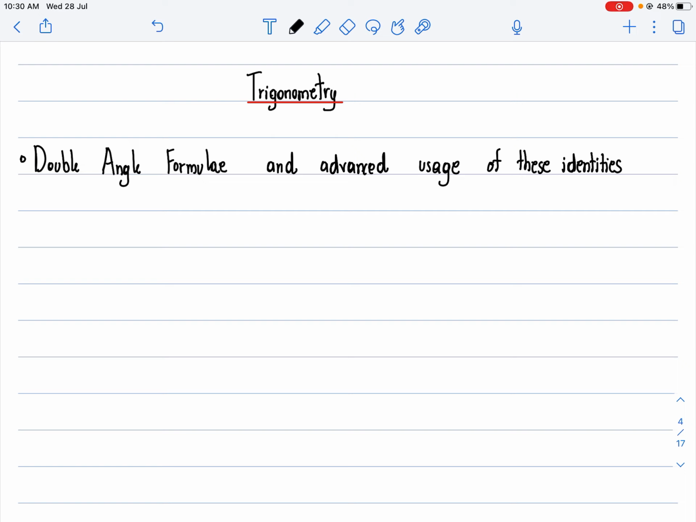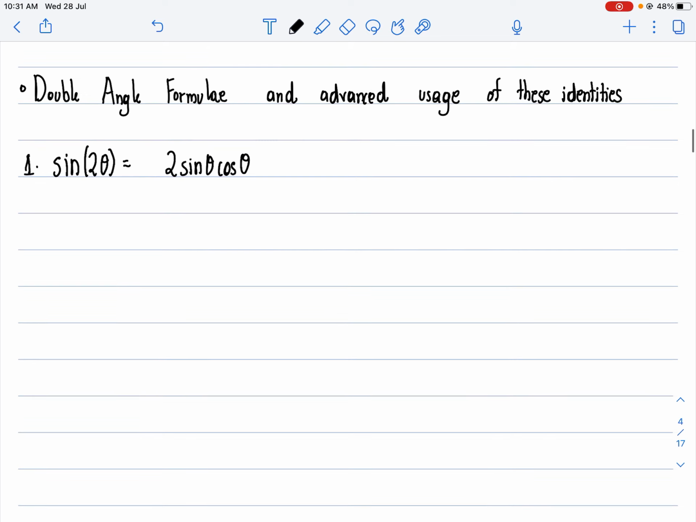So the first double angle formula is sine 2 theta, which is basically equal to 2 sine theta into cos theta. This is basically the first double angle formula, correct?